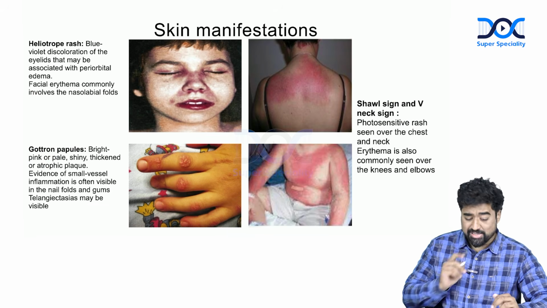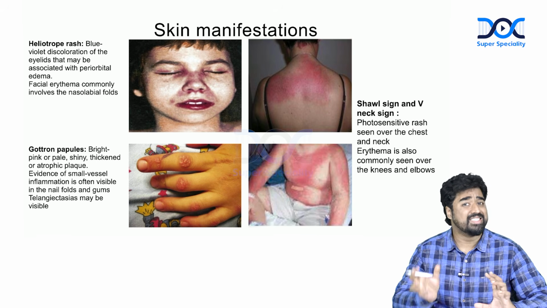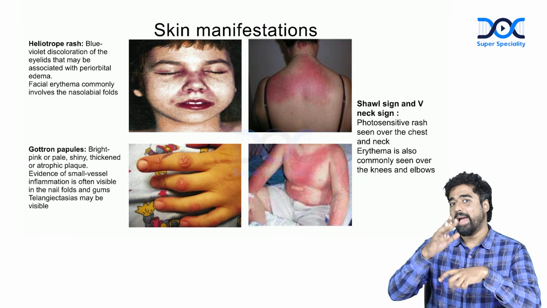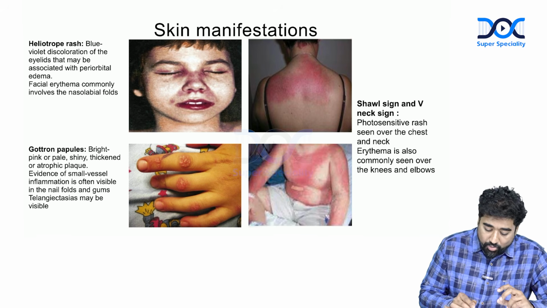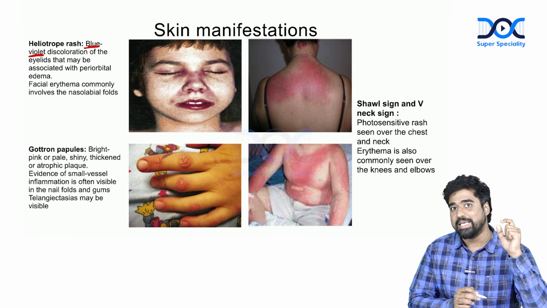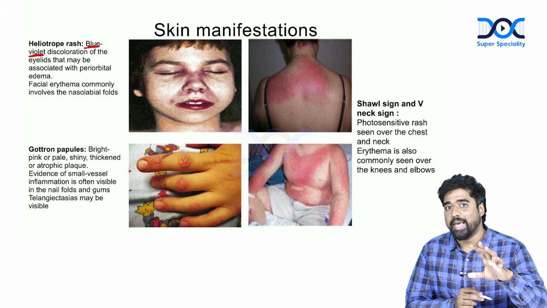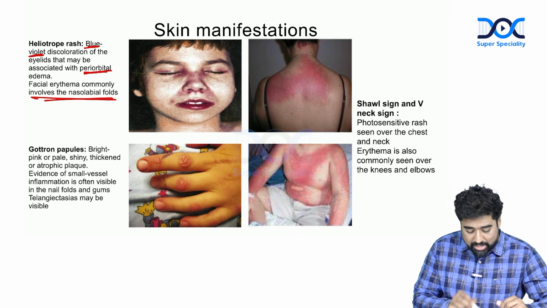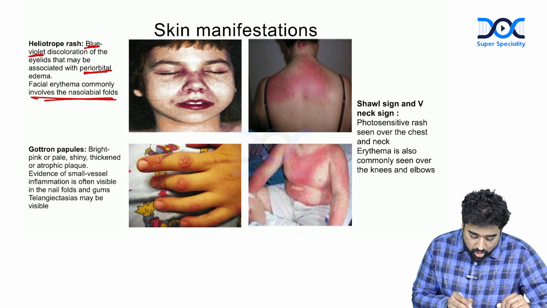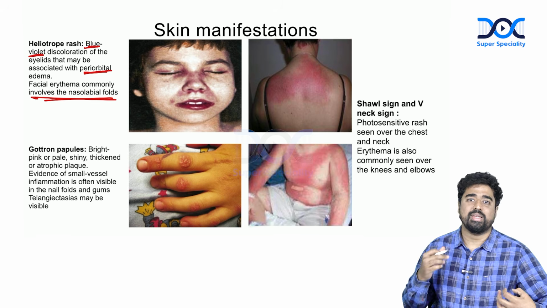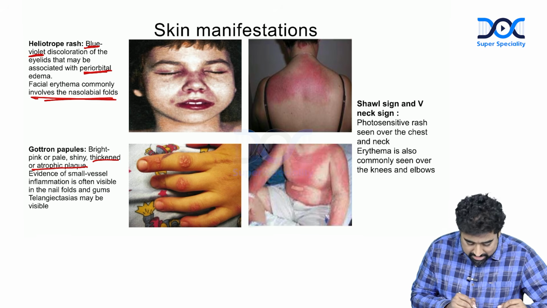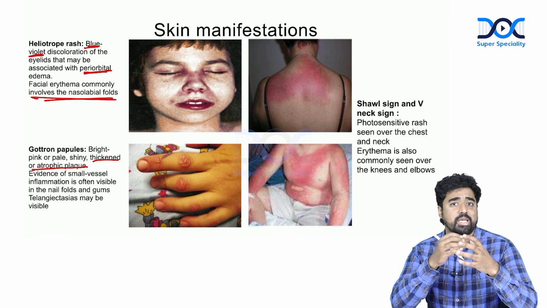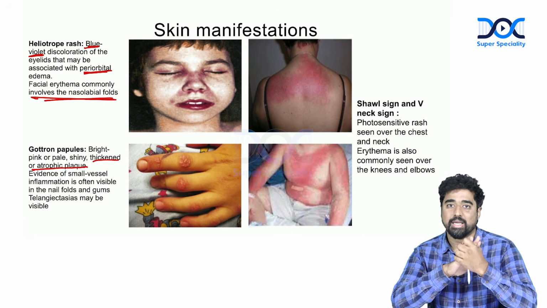Now coming to skin manifestations, again it is important that you know how it is described, because every word can be presented or written in a clinical vignette, and they can ask you what is the diagnosis. Bluish violet or violaceous is one of the key words to help you identify that it's a heliotrope rash. Periorbital is very important, involves the nasolabial folds, very important. Then Gottron papule: pink, pale, shiny, hypertrophic, thickened or atrophic sometimes. Small vessel inflammation, I told you, vasculopathy in the nail fold, nail fold capillaries, telangiectasias, all of this can occur.